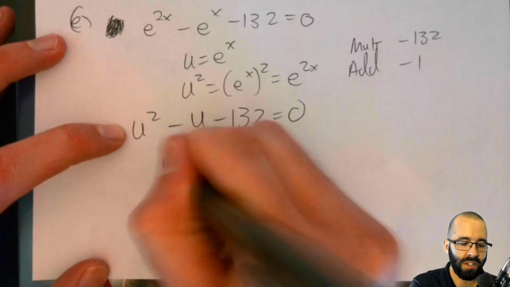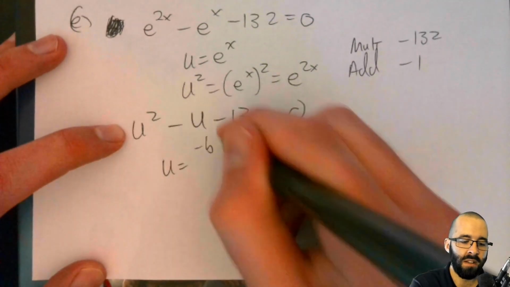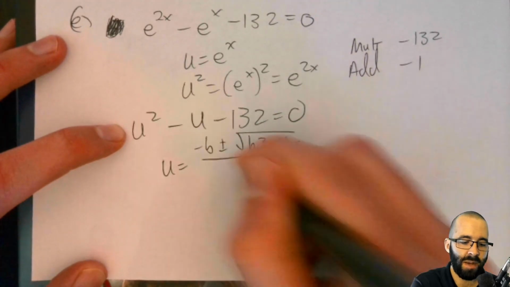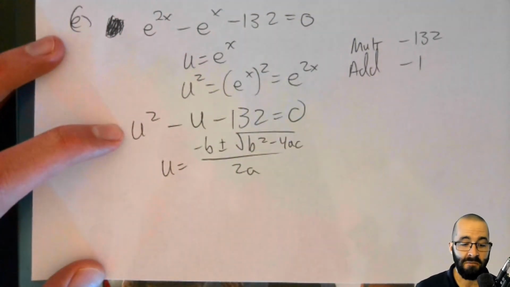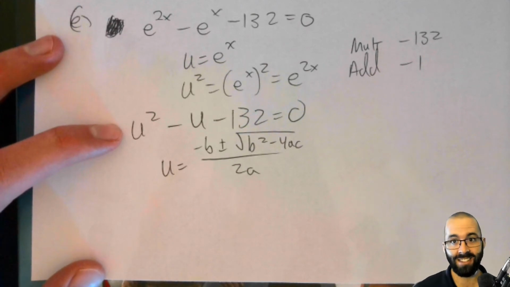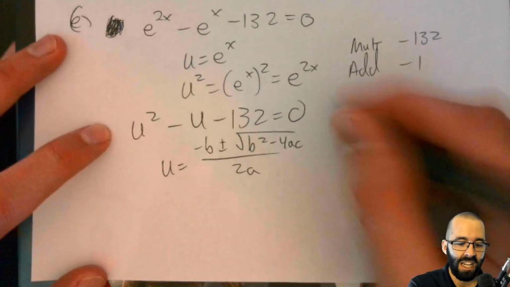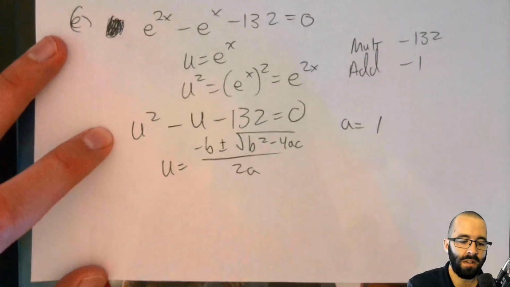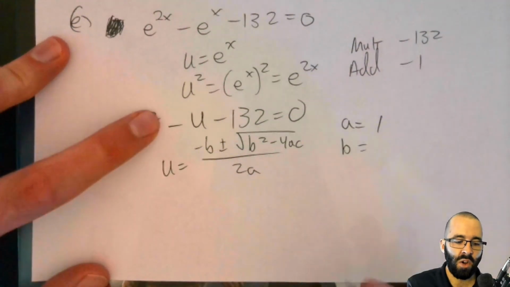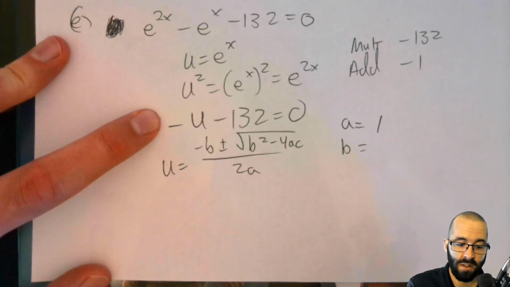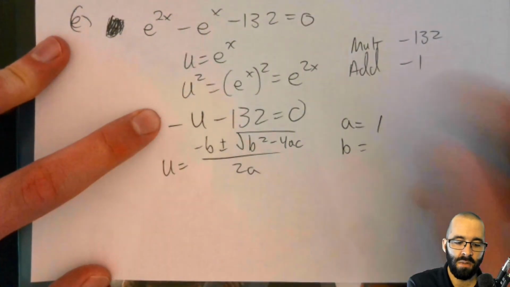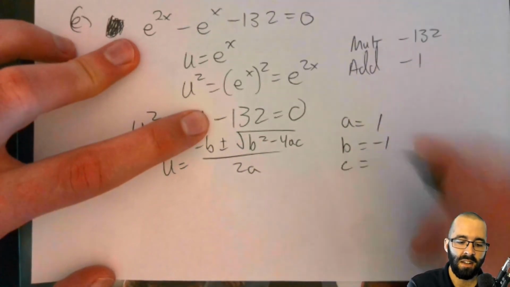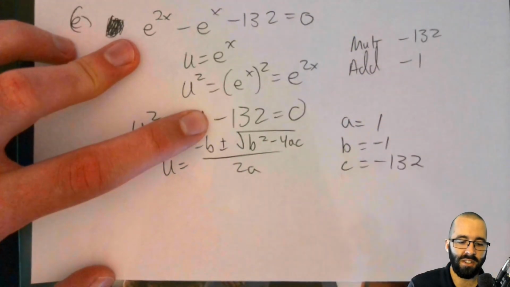So the solution is going to be u is equal to negative b plus or minus the square root of b squared minus 4ac, all divided by 2a. Be very, very careful in your simplification steps. Okay, so a is the coefficient of our squared term. The coefficient's 1. B is the coefficient of our linear term. Minus u means the coefficient is minus 1. And c is the constant at the end, which is minus 132.